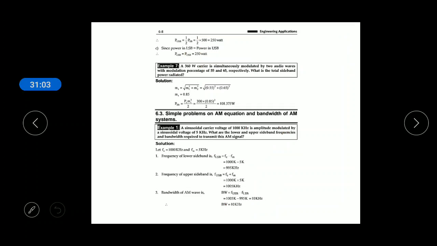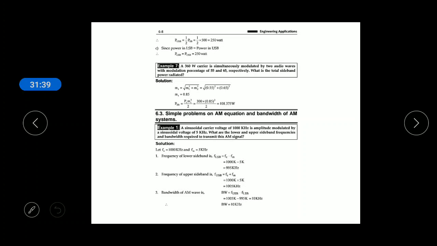In example 7, a 360 watt carrier is simultaneously modulated by two audio waves with modulation percentage of 55 and 65 respectively. What is the total sideband power radiated? So they provided carrier power and two modulation indices, and you need to calculate total sideband power.